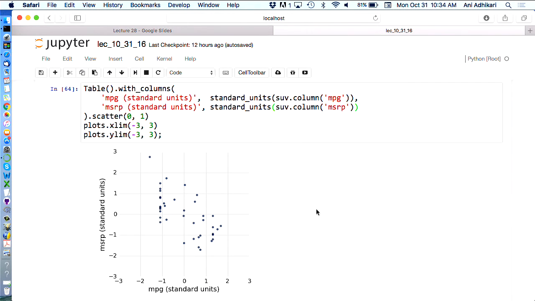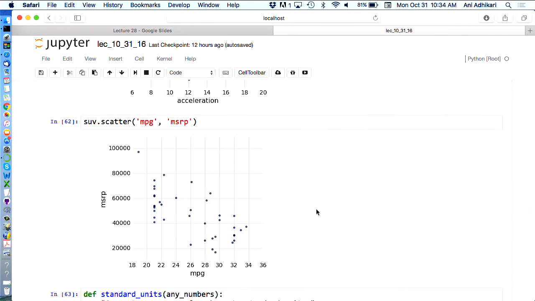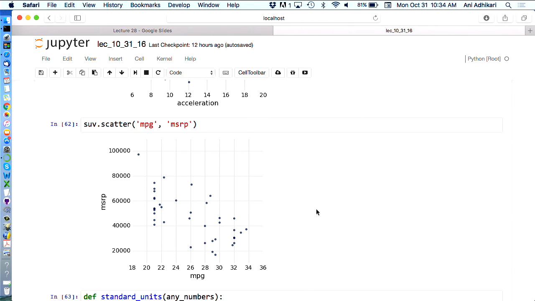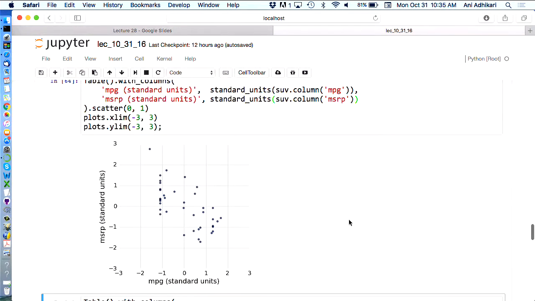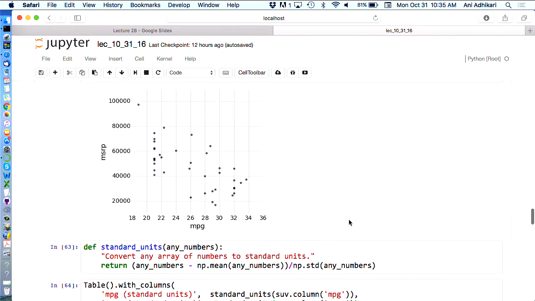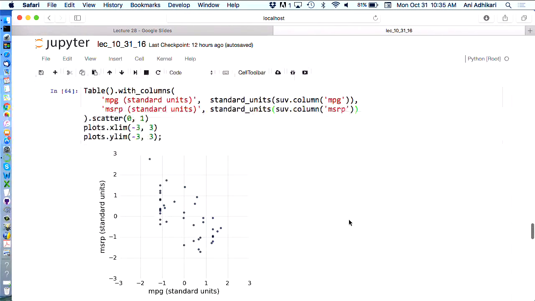Keep that plot in your head and compare with this one, which was in the original units. This is in miles per gallon and dollars. And here is the same plot in standard units. All that's happened is that physically one of them is smaller, but it's the exact same plot.